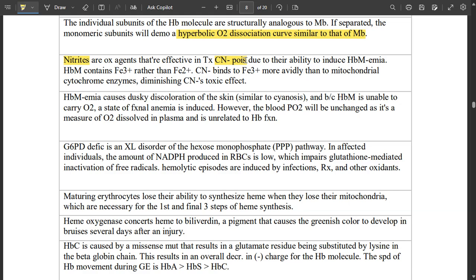So amyl nitrite is given in cases of cyanide poisoning, because amyl nitrite forms methemoglobin, and methemoglobin contains Fe3+ and not Fe2+. Cyanide, which generally impacts oxidative phosphorylation by binding to the Fe2+ state present in the mitochondria, will now bind to methemoglobin, thus decreasing cyanide's toxic effect.